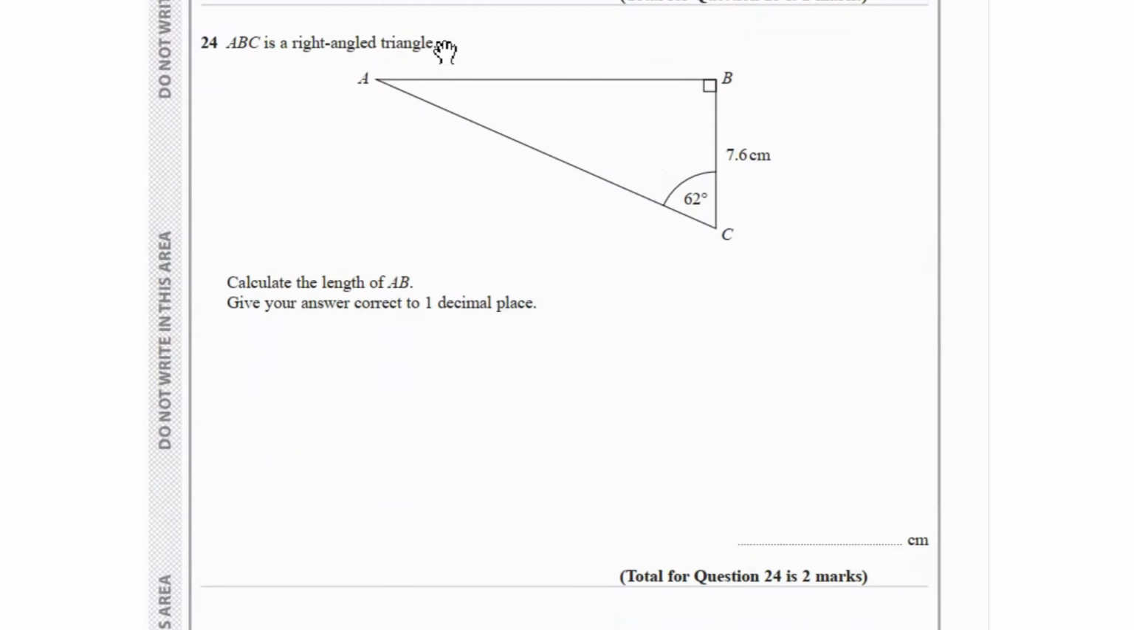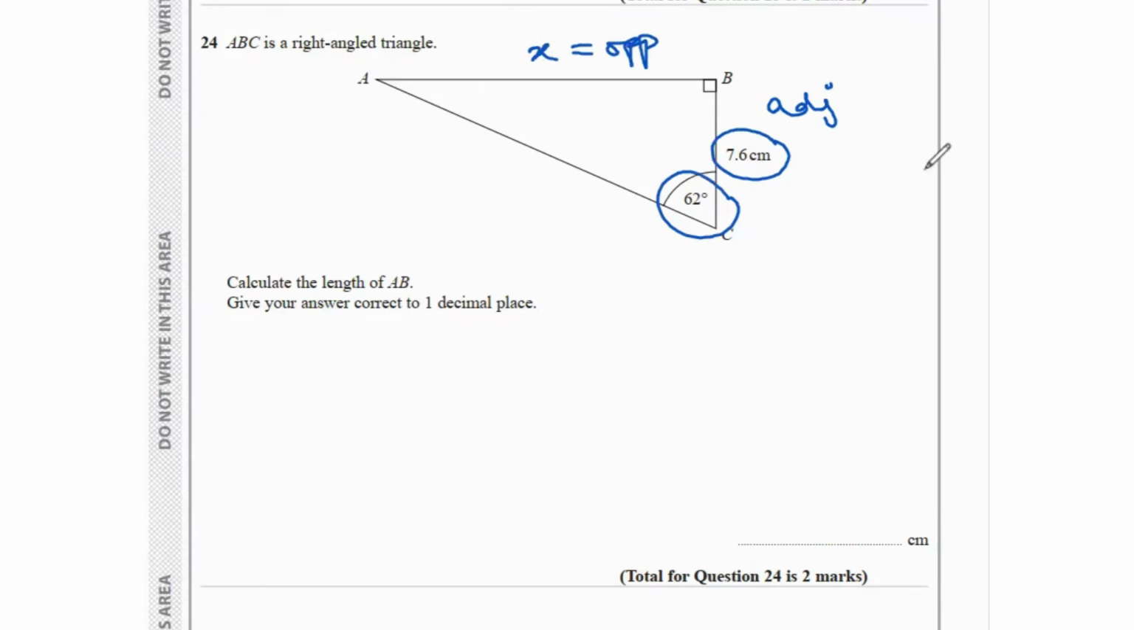Then ABC is a right angle triangle. Calculate the length of AB, giving your answer correct to one decimal place. As you can see, we have a length, we have an angle. The length given is your adjacent because it lies on the length where the angle is. And they want us to find AB, which is your opposite.